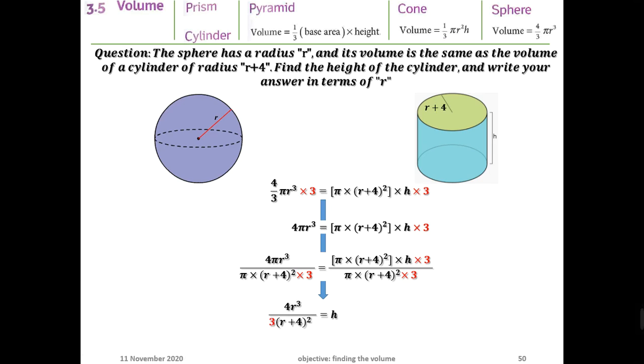Please watch this video a couple of times if you struggle with any of the steps that we used in solving this question.